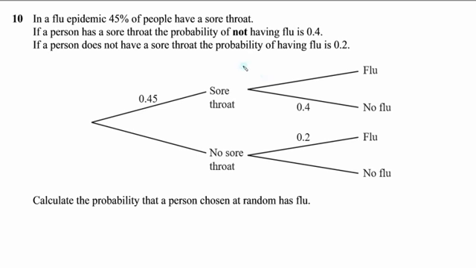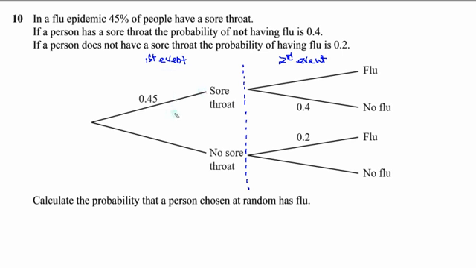Now let's look at this question. Now let's look at the tree diagram. This is considered the first event. This is the second event.